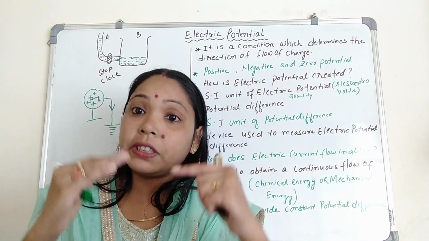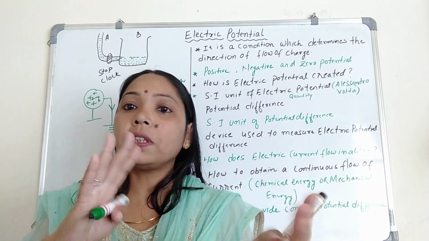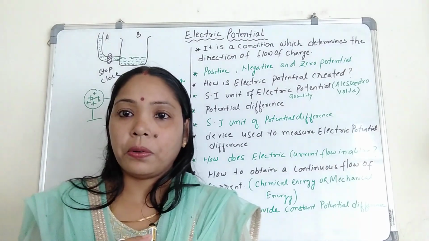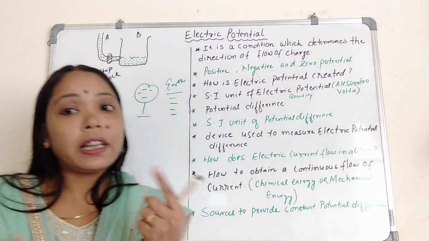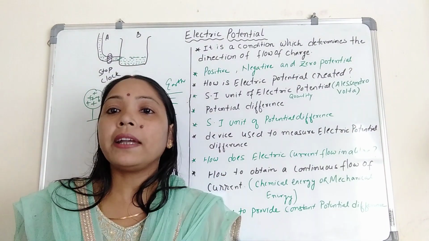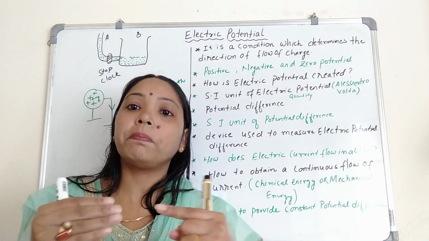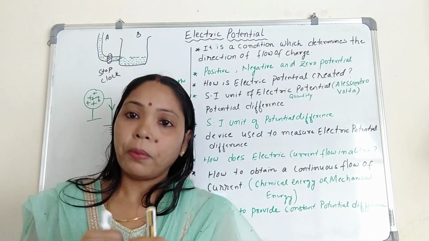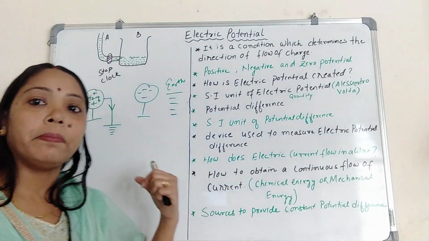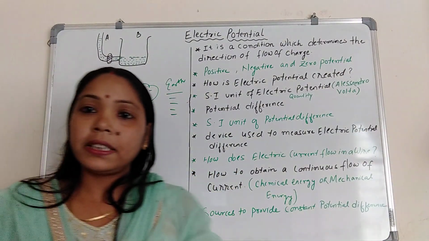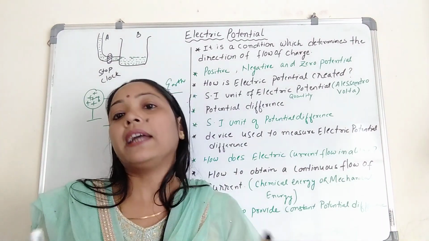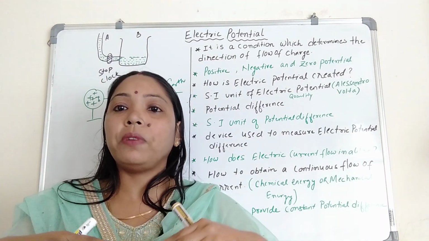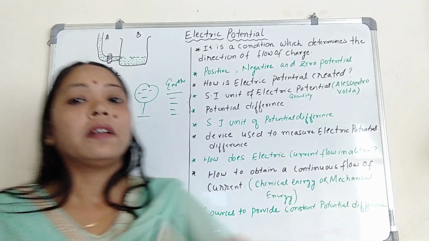Now, this will continue till both potentials become zero. Since the earth potential is zero, it will make the positive body a zero potential. Once the earth makes the positive body zero potential, the flow of charge will stop.